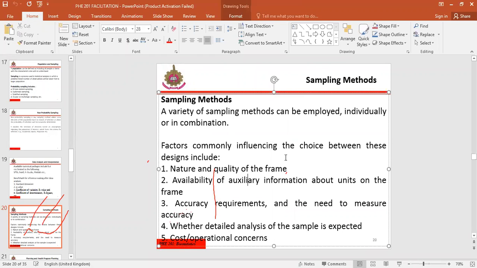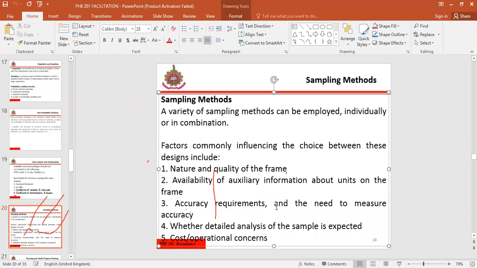And for the non-probability, we talk about quota sampling, purposive sampling, and accidental sampling. But I want to say that all those sampling techniques or methods that we mentioned are not limited to those ones. I just decided to pick the peculiar ones for the purpose of this class.